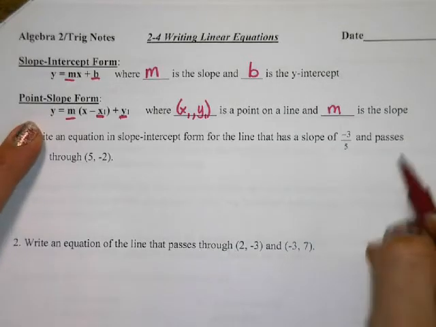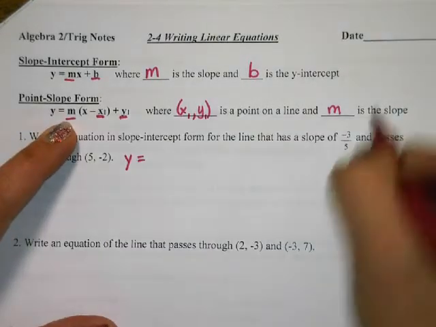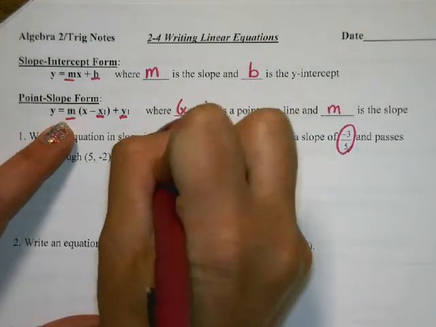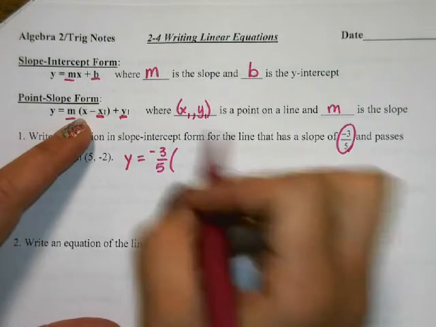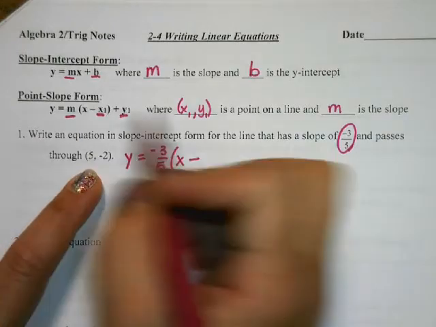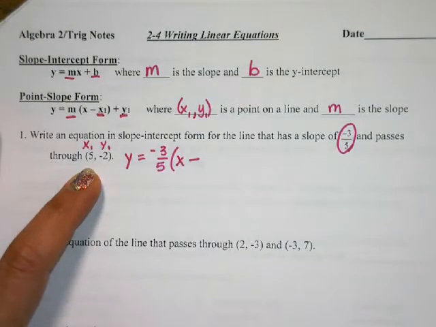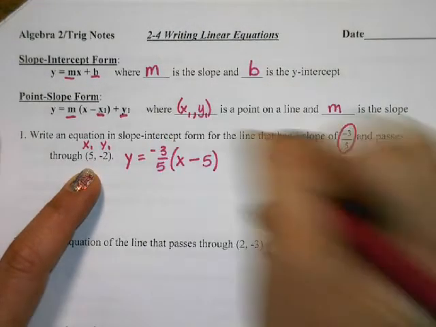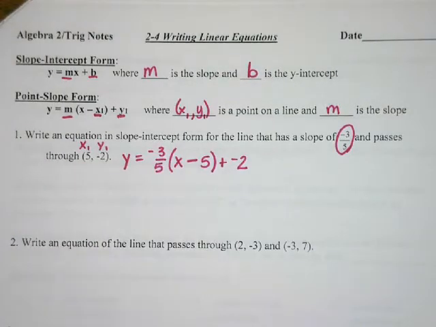All right, so I'm going to start with point-slope form. So I'm going to say y equals m. It told me my slope was -3/5, times x minus, and it gave me this point, (5, -2). So x1 is 5, and y1 is -2. Okay, now let's distribute.